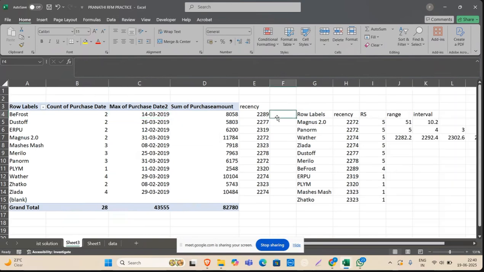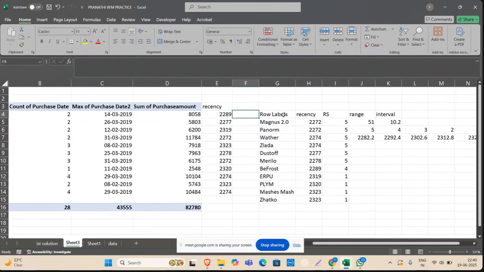Okay, then we can write it down. Then you put the row and recency column, then select the recency and sort it from smallest to largest. Then you have to calculate range, that is maximum of recency minus minimum of recency. Okay, and then you have to calculate interval, that is range divided by 5.